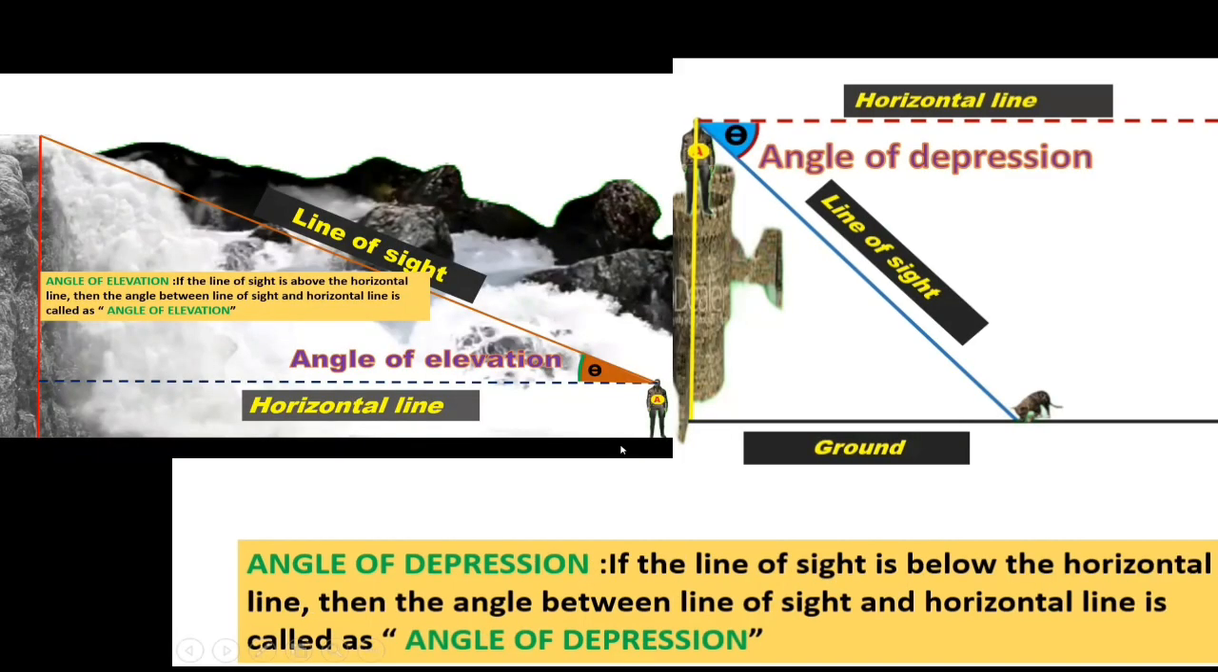So these are the two types of angles we have. One is the angle of elevation and the other is the angle of depression. If we understand clearly about the angle of elevation and the angle of depression, then we can solve the problems related to this topic.